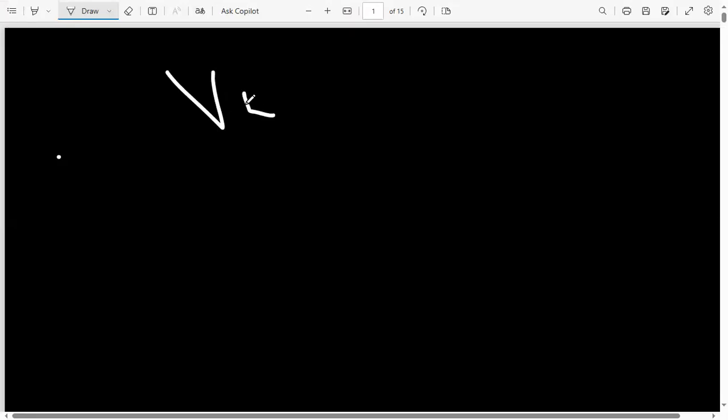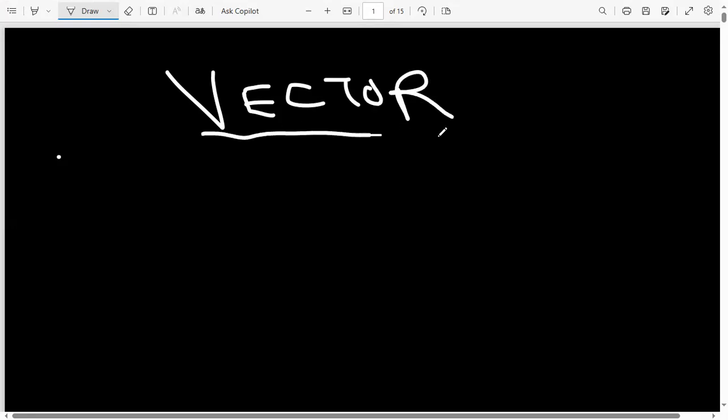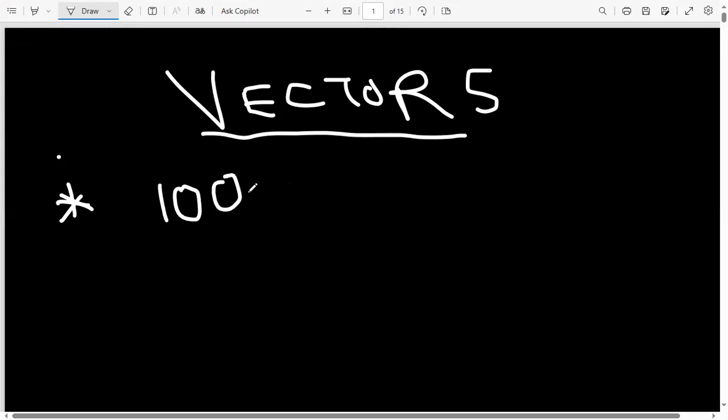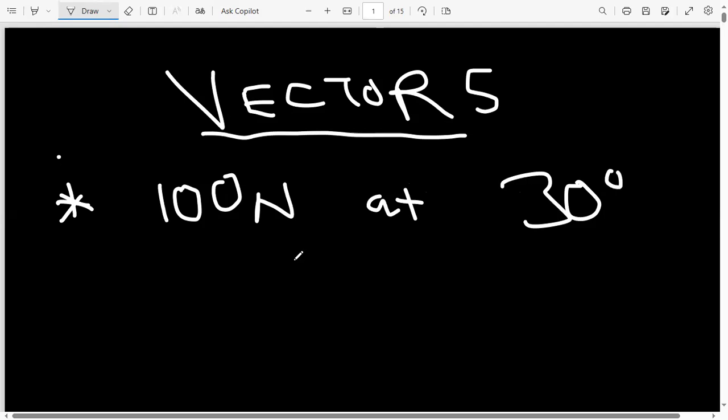So we are looking at vectors, how to find resultant vectors. These vectors, by definition, we said what? We said these are the quantities that have a magnitude and a direction. So if I write maybe 100 newtons, and then I say this 100 newtons is at 30 degrees, the 100 newtons is the magnitude, and then the angle is the direction.